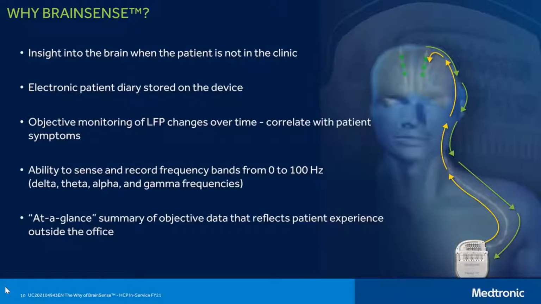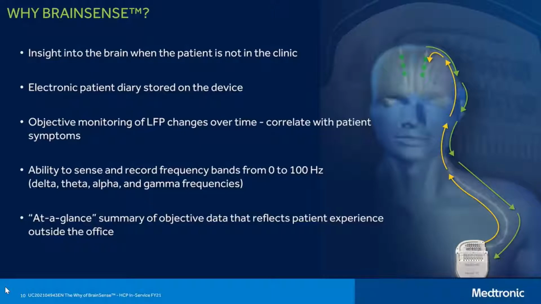And like I mentioned, we talk a lot about beta given the sheer volume of supporting evidence available, but remember that BrainSense permits monitoring of any LFP frequency band between 0 and 100 Hertz for up to 60 days. So this could obviously include delta or theta, alpha or gamma bands, depending on the interests of you, the clinician, and the patient's disease.